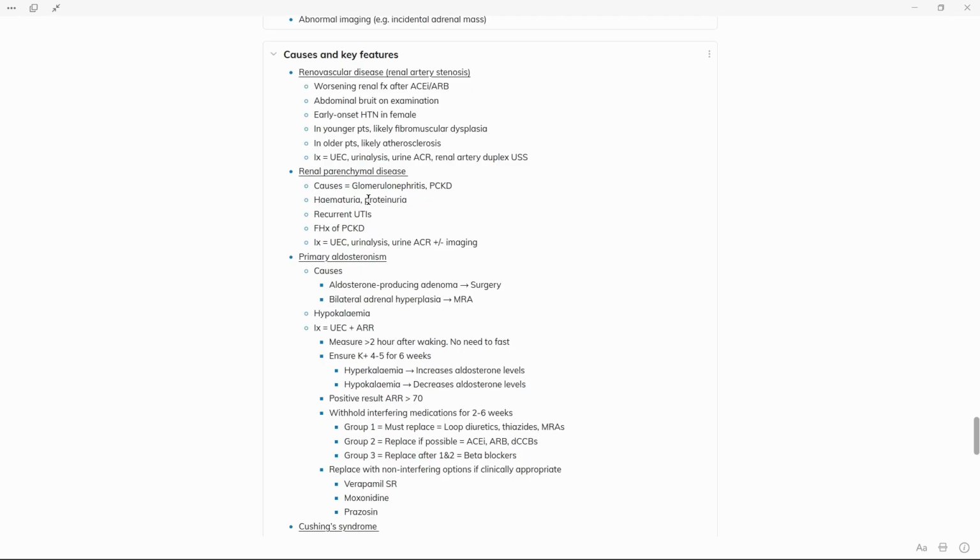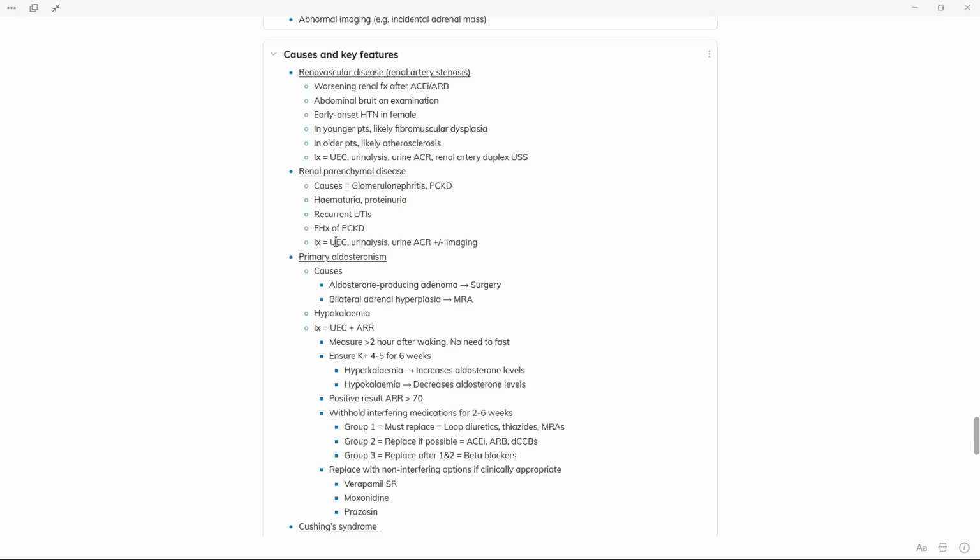You suspect them if they have hematuria and proteinuria, or if they present with recurrent UTIs, because that can cause renal damage. Any structural abnormality of the kidneys, such as with polycystic kidney disease, can predispose to recurrent UTIs, or if they also have a family history of polycystic kidney disease. The investigation is similar for renal vascular disease, minus the renal artery duplex ultrasound.